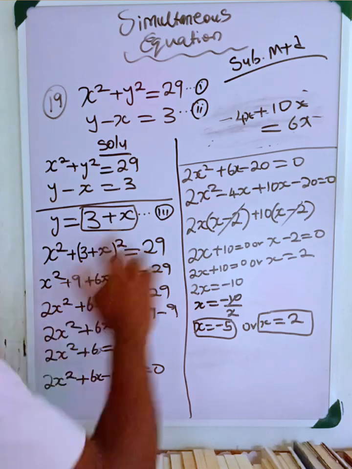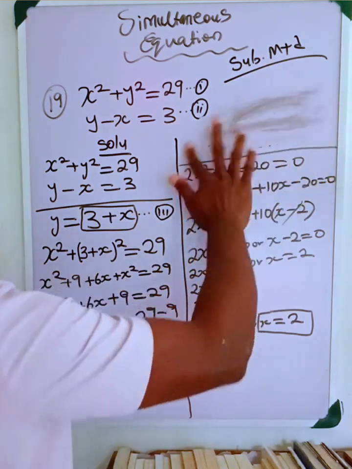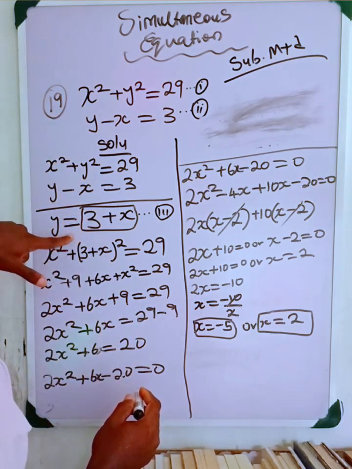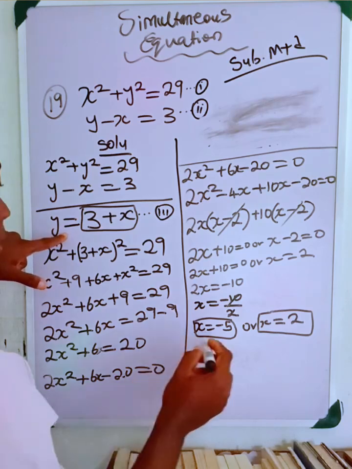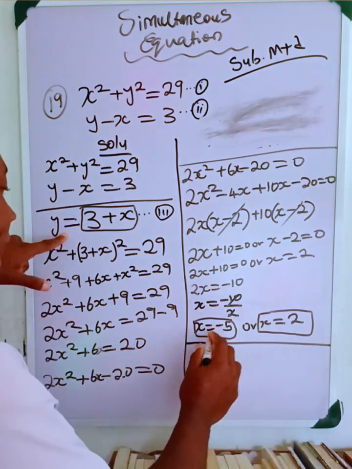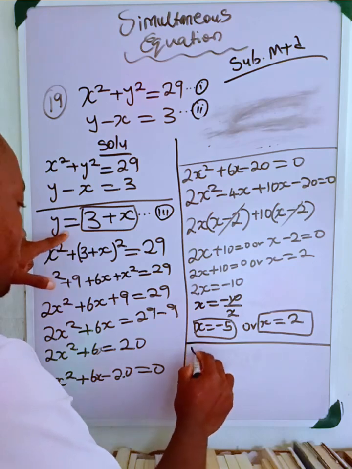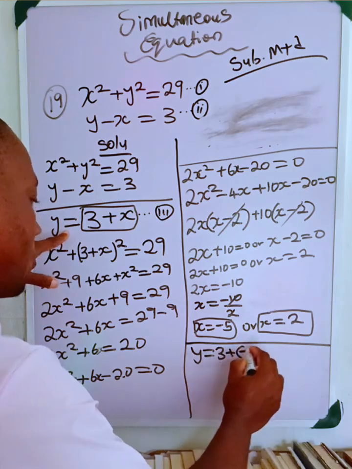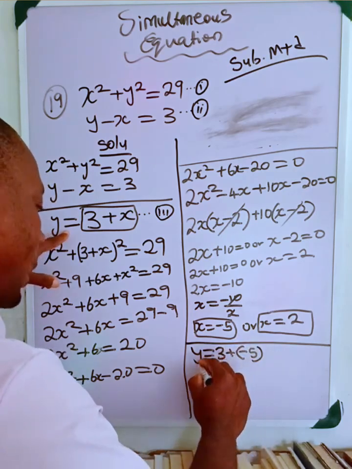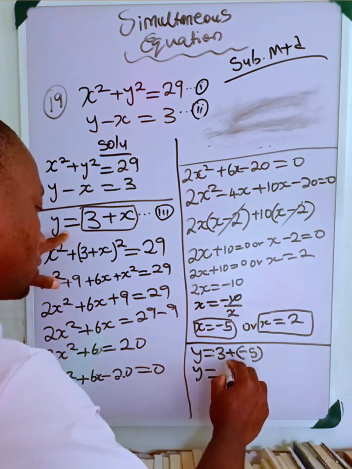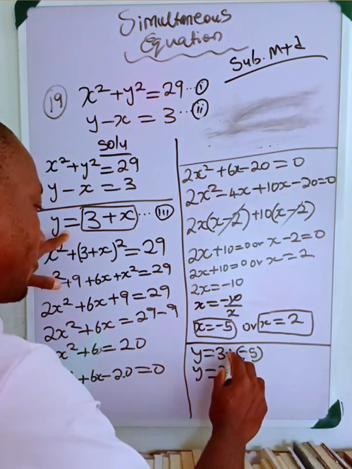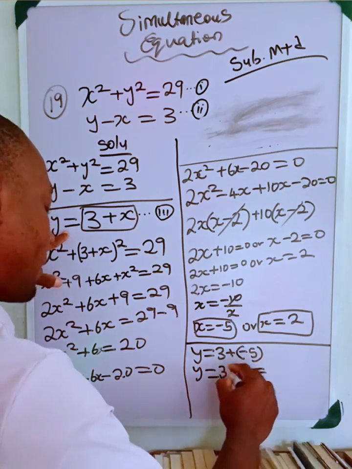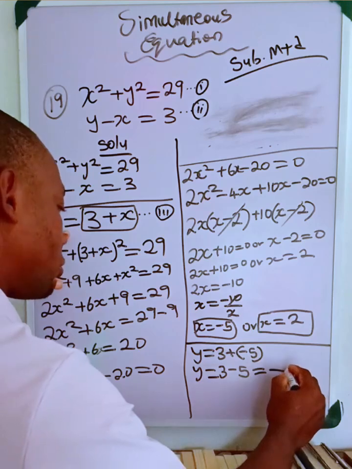So with this now, we can substitute x in any of the equations. We can substitute x in this equation to find the value of y. So what do we now have? When x is equal to minus 5, y equals 3 plus minus 5. 3 plus times minus will give you minus 5, which gives 3 minus 5. What will that give you? Minus 2.